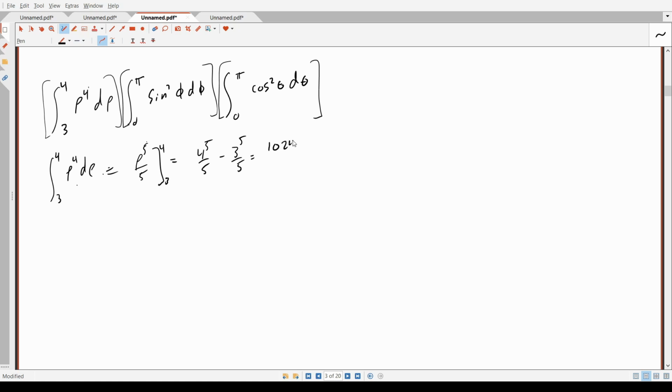1024 minus, what is that? It's 81 times 3. 81 times 3 is 243, over 5, and that's just 781 over 5. Okay. And then integral of sine cubed.